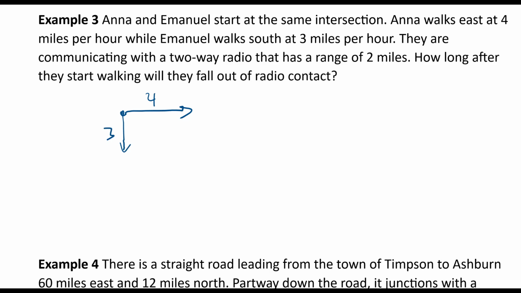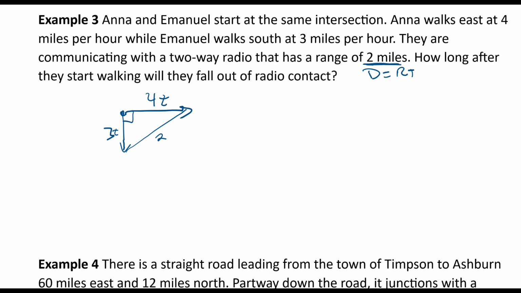They're communicating on a two-way radio that has a range of 2 miles. So I'm going to call this 4t for time, 3t for time, because distance equals rate times time, and we're talking about a distance. So the question is, when are they going to be 2 miles apart? How long after they start walking will they fall out of radio contact?